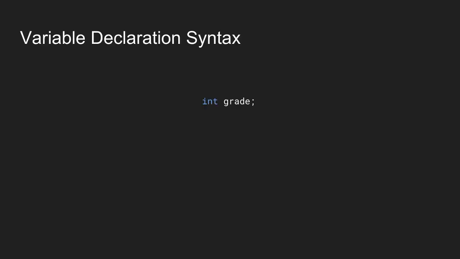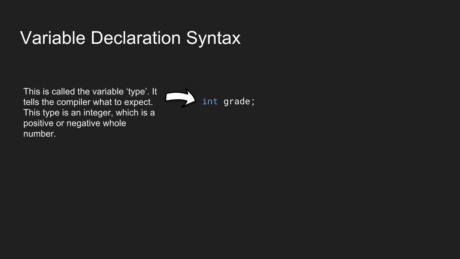Okay, so this is just a real basic line of C# code. We're declaring a variable, and there are a couple different parts to this. The first part is the type, which we write out as int, and that variable type in specific is an integer, which is just a whole number, positive or negative.